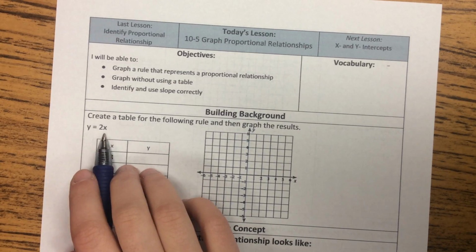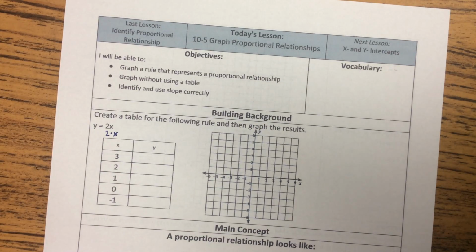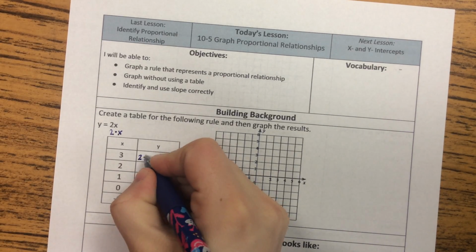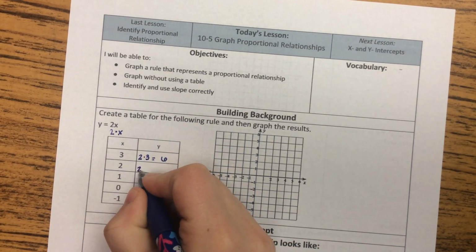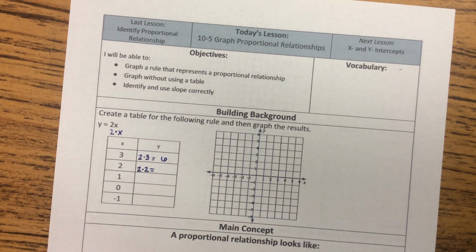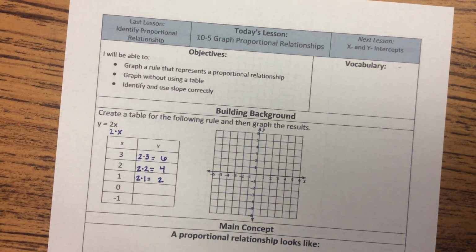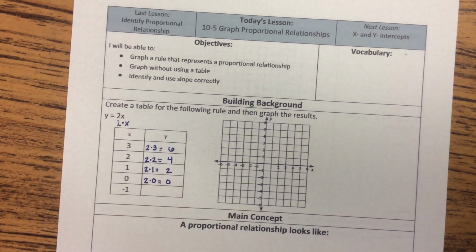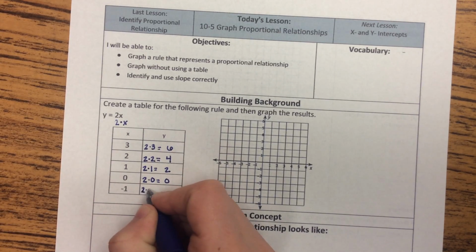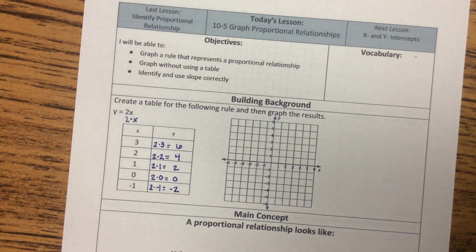So our rule is y equals 2x. Remember that really means 2 times x. Okay, so when x is 3, we really need to do 2 times 3, and 2 times 3 is 6. Then we would do 2 times 2, and that's 4. Then we would do 2 times 1, which is 2. 2 times 0, which is 0. And then 2 times -1. So every time we did this, we switched out our x's. That gives us -2, because a positive times a negative is a negative.